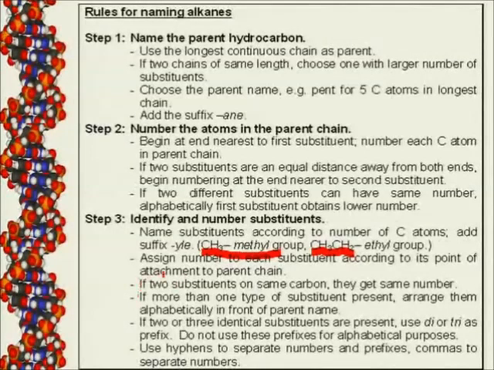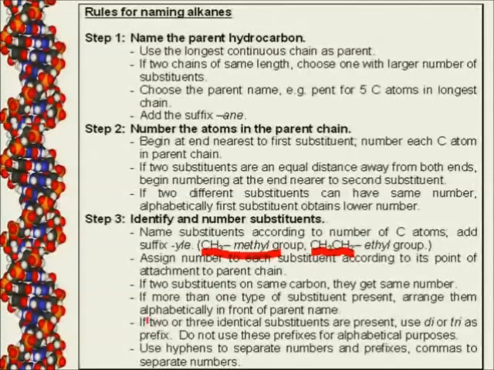All right? And then you must assign the number to each substituent according to the point on the parent name that this substituent is attached to. And then if you've got more than one type of substituent, we said you must name them according to the alphabetical order.